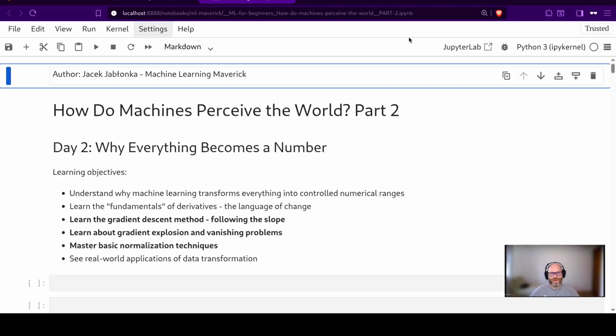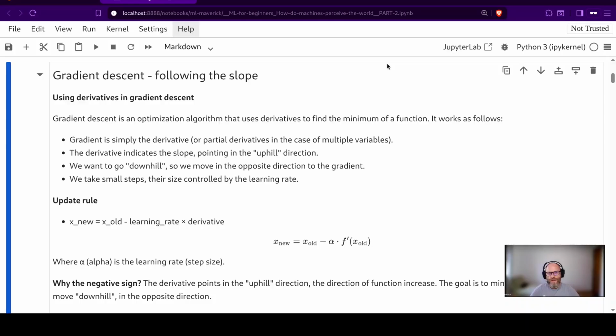Part 2, Day 2: Why everything becomes a number. Learning objectives: learn the gradient descent method, following the slope; learn about gradient explosion and vanishing problems; master basic normalization techniques. Gradient descent, following the slope. Using derivatives in gradient descent.